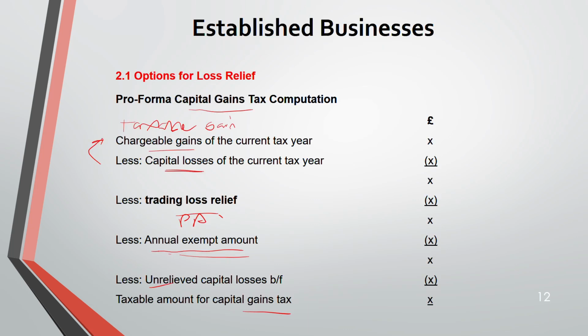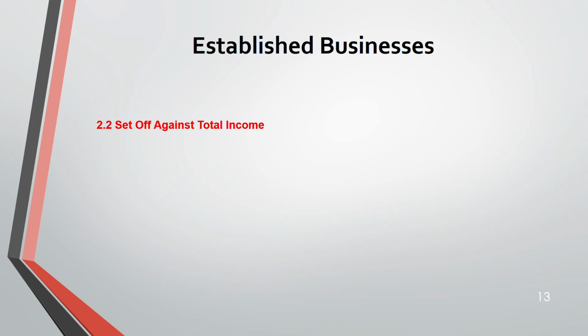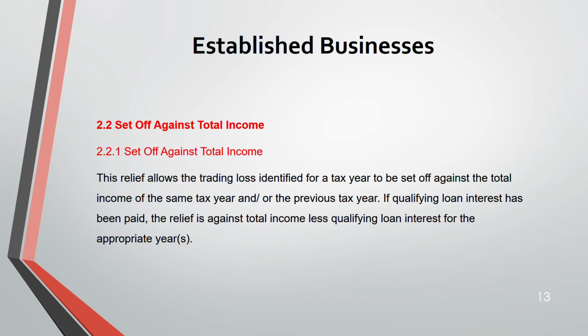So now, setting off against total income. This is first where we are setting off against total income. So this means your trading loss you can set off against total income in the same tax year or in the previous tax year. And if qualifying loan interest has been paid, the relief is against total income less qualifying loan interest. Remember that relief will be total income minus qualifying loan interest. First from your total income you have to deduct your qualifying loan interest. Then against that you are going to get the relief.